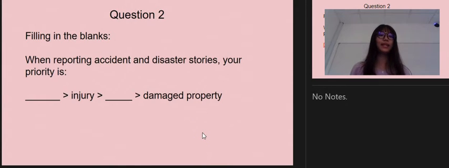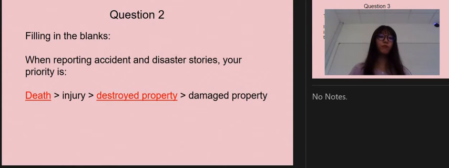Question 2, filling in the blanks. When reporting accident and disaster stories, your priority should be, you should report people rather than the damaged or destroyed properties. So the correct answer is reporting deaths rather than injuries and destroyed properties rather than damaged properties.